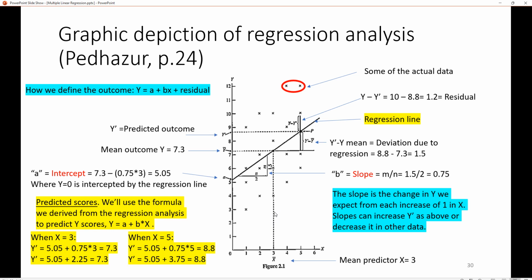And that's what we get from the model, the intercept and slope. In multiple regression, we're going to have multiple slopes, so we're going to add more values to get our predicted score. The slope is the change in y we expect from each increase of 1 in our predictor x. Slopes can increase our predicted score as above. It can increase it as we see in this graph, or decrease it in other data.